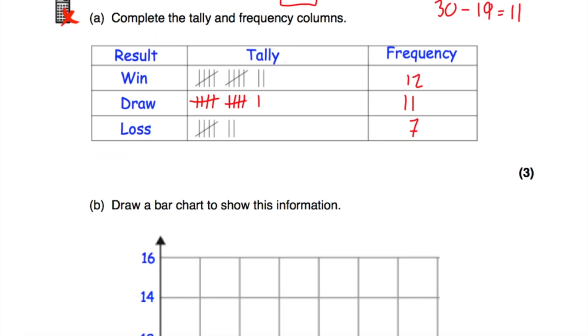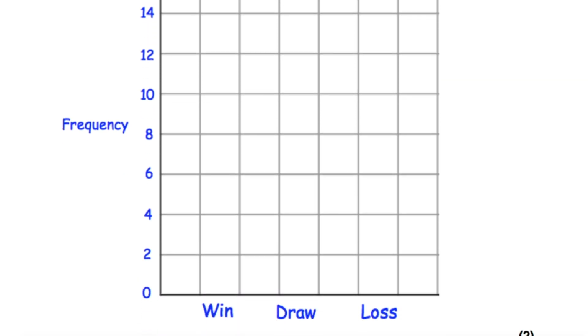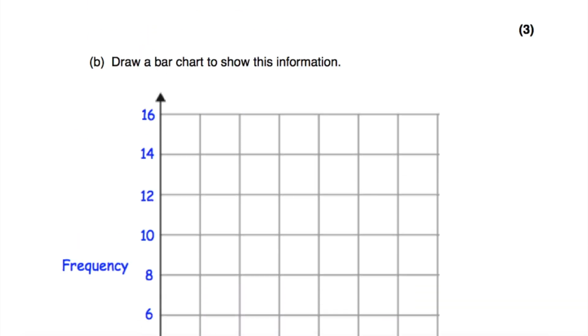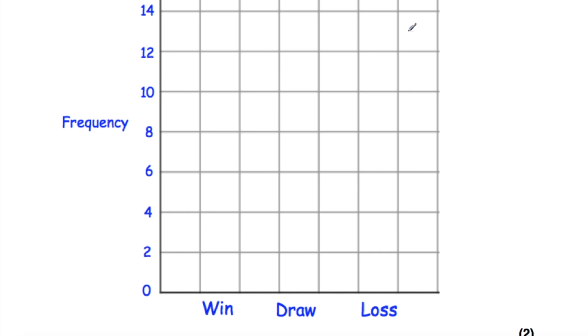Okay, part B. Part B says to draw a bar chart to show the information. The frequency columns have been labelled for us, and we've got win, draw, and lose at the bottom, so that's fantastic. And we want to have frequencies of 12, 11, and 7. So for win, we want to go up to 12. Let's get a ruler and pencil. And we're going to go up to 12, across and down.